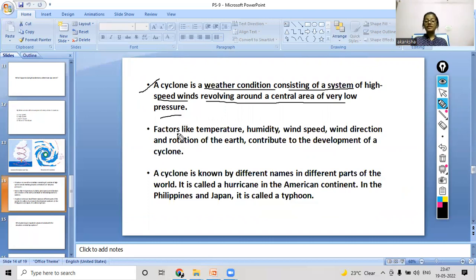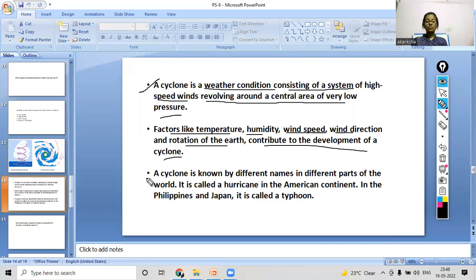So factors like temperature, humidity, wind speed, wind direction, and rotation of the earth contribute to the development of a cyclone. So what are the factors that are contributing to the development of a cyclone? First is temperature, humidity, wind speed, wind direction, and rotation of the earth. So these five factors, right?